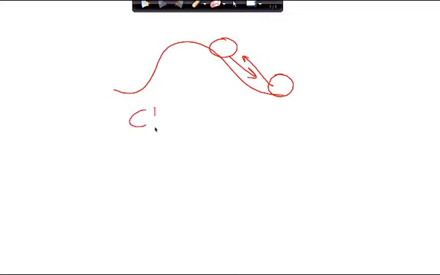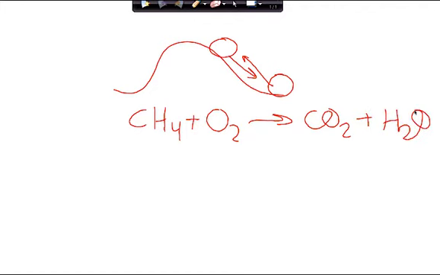Then, guys, we talked about the burning of methane, and I'm not going to balance this, but this is what happens inside your Bunsen burner. So this reaction happens all on its own. Can it go backwards? Yes, you can take carbon dioxide and water and turn it into methane and oxygen, but you've got to do a lot of work to get that to happen.